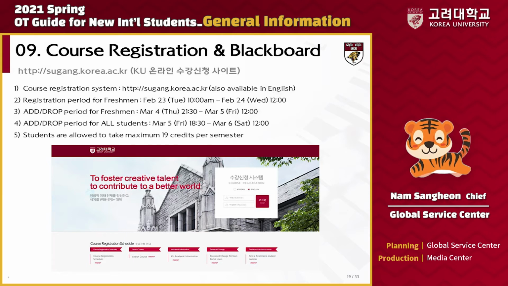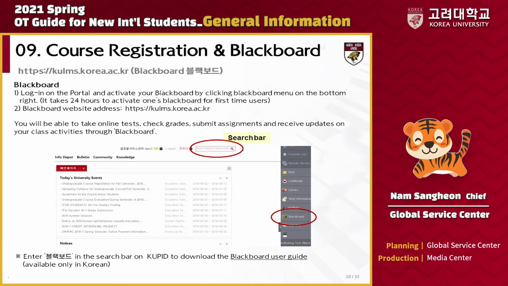The course registration period for newly admitted students of 2021 spring semester is from February 23rd to 24th. As you are already aware, all the sessions in the face-to-face orientation week are cancelled. Instead, our GSC's mentors and KUGSC members are helping you out with the course registration information. As I mentioned on the previous slide, more details will be given by email on the use of Blackboard.